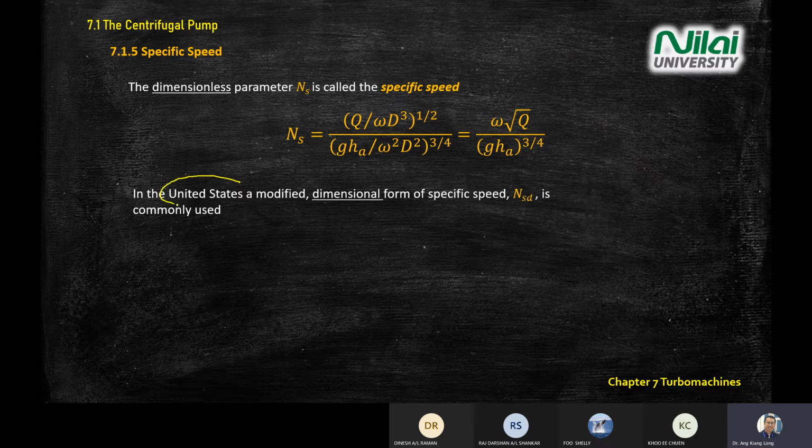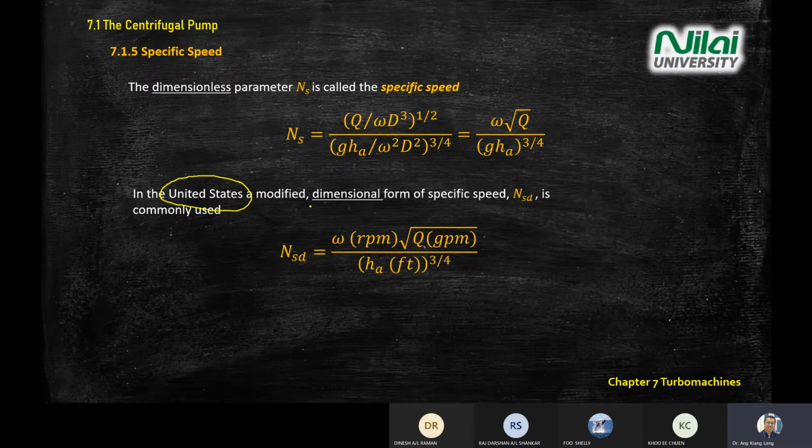However, if you are lucky and go to the United States to work, they will use imperial units, in terms of RPM. This is just touch and go, just to give you some info. The above one is dimensionless. However, in the United States they will use a dimensional form, with a unit. They will call it specific speed with a unit. So this is the equation they use in the United States to calculate the specific speed with dimensions.